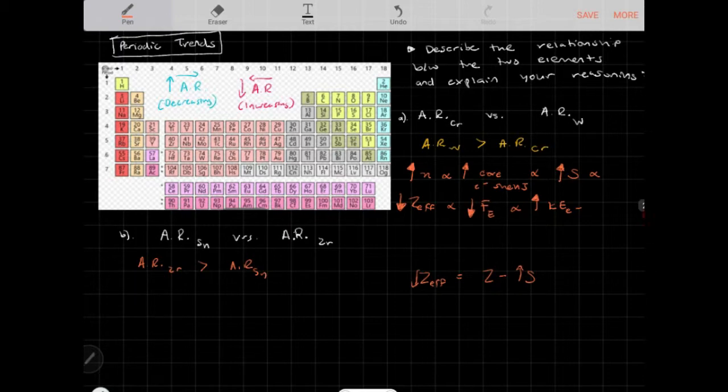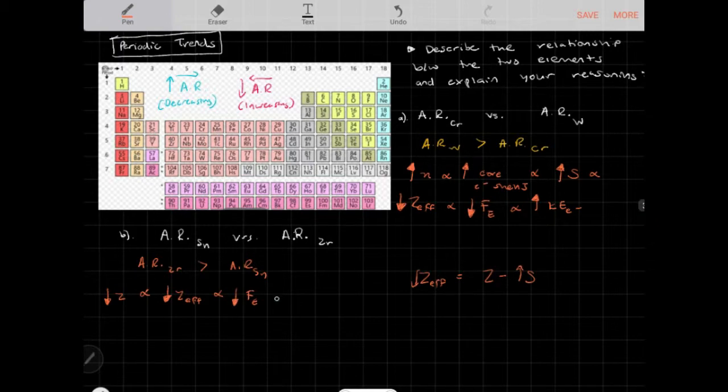Well, if we go to the left of a period, we can understand that the nuclear charge decreases. If the nuclear charge decreases, this is proportional to a decrease in the effective nuclear charge, or the force of the nuclear charge that a particular electron will feel. Now, particularly, we'll be looking at valence electrons. As the effective nuclear charge decreases, then we can understand that the force of attraction will also decrease.